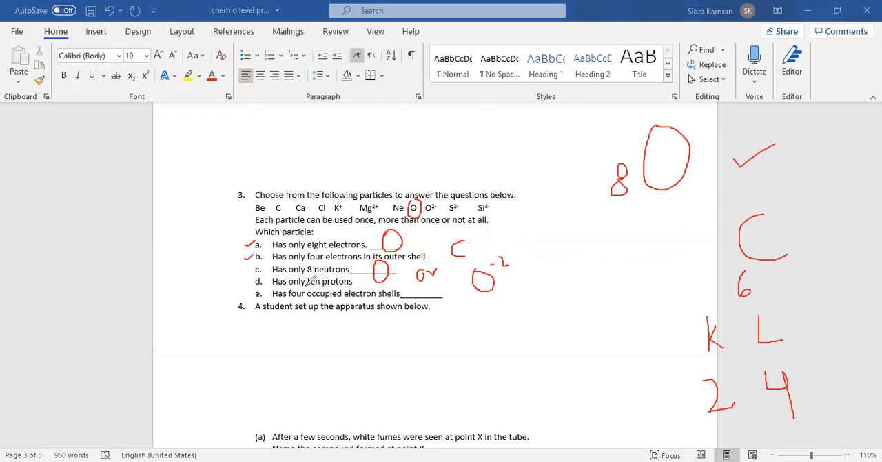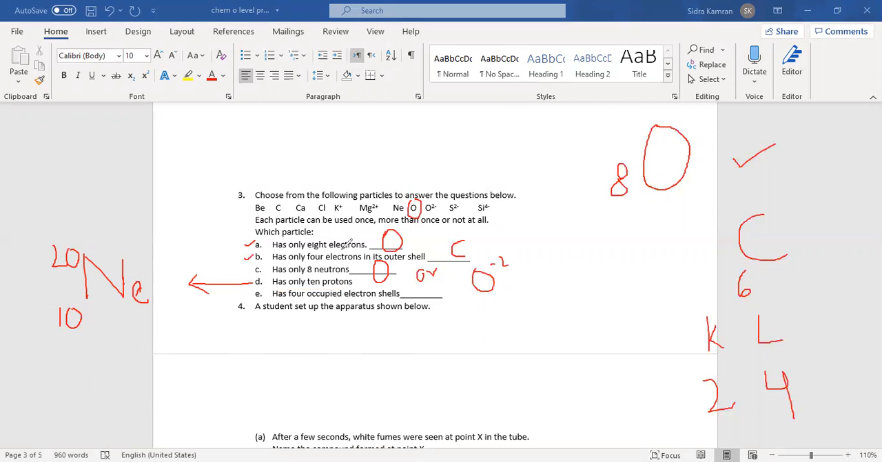Okay, D has only 10 protons. So which one of the following has 10 protons? Yes, neon, the answer for D is neon. The neon atom has 10 protons, because we know that neon has atomic number 10 and atomic mass 20. So this atomic number 10 shows the total number of protons. So neon has 10 protons.